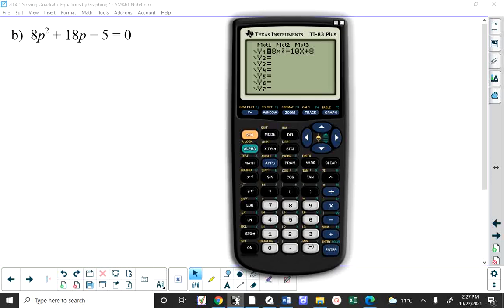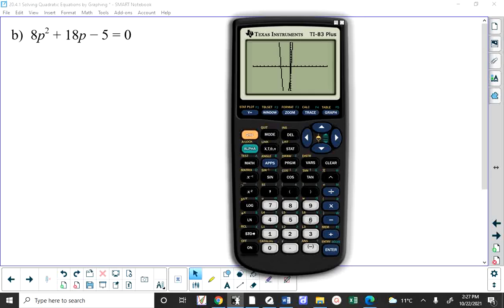So 8x squared plus 18x minus 5. Always go with the zoom standard first. It's your safest bet, which I didn't do. I just went graph. So zoom standard. We're learning a bit more about the calculator and getting more practice. Do you see that the two lines that I have here that are the sides of the parabola are really steep?